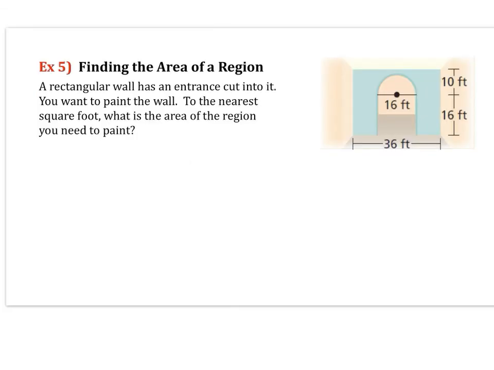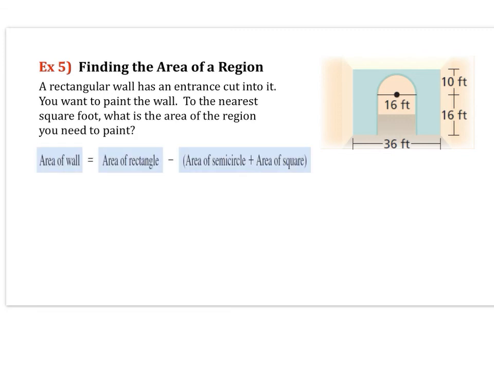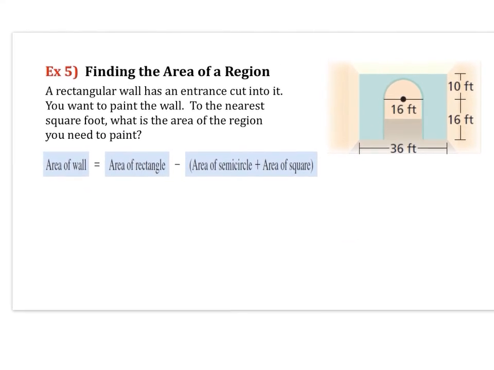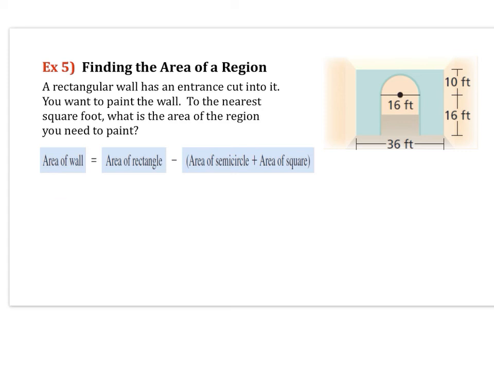All right, our final example, finding the area of a region. A rectangular wall has an entrance cut into it. You want to paint the wall. To the nearest square foot, what is the area of the region you need to paint? So let's just do a quick summary of what we're trying to figure out here. We're going to need to figure out the area of the entire wall, and we know that the whole area of the wall is going to be equal to the area of the rectangle. So that's this blue part, if it was all filled in completely, this entire rectangle here, minus the area of the semicircle, so it's subtracting this half circle right here, plus the area of the square, so this piece right here. If we combine these parts, we would then get the area of the wall that needs to be painted.